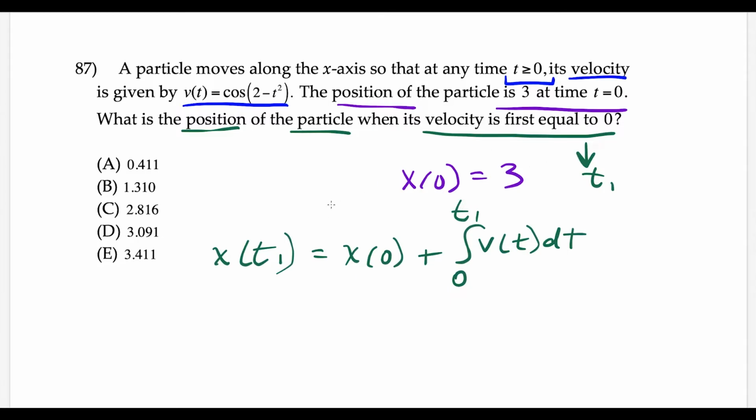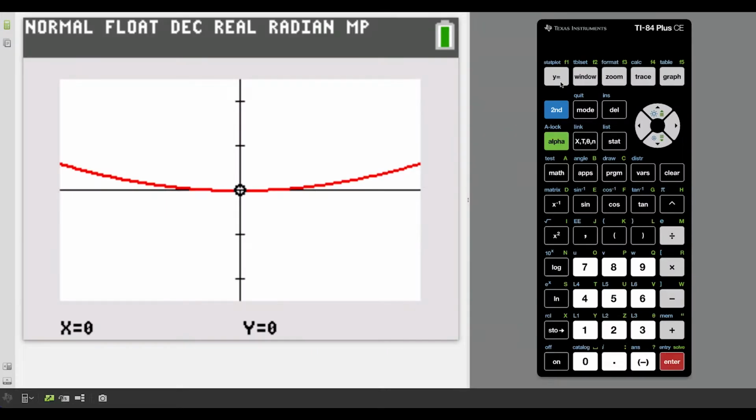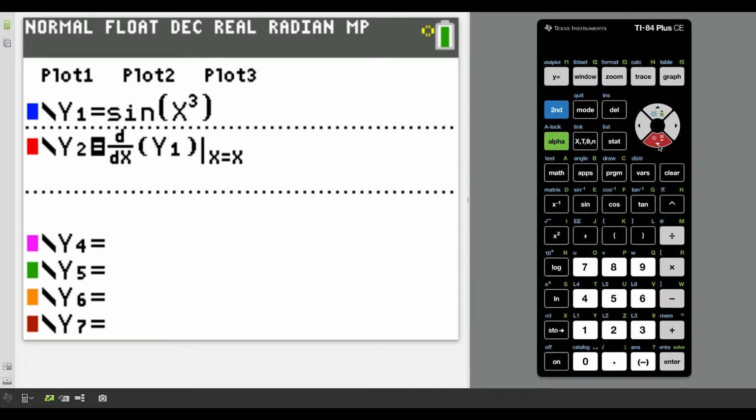But remember, you have to consider where you are starting. And in this case, x of 0 is equal to 3. So this is what we're going to look for in the calculator. We have 3 plus the integral from 0 to t sub 1 of v of t dt. But now, how are we going to find t1? We have to trace the first 0 of the velocity function, and then that's going to be our limit of integration. So now if we go to the y equals here, we could just clear out what we had from before.